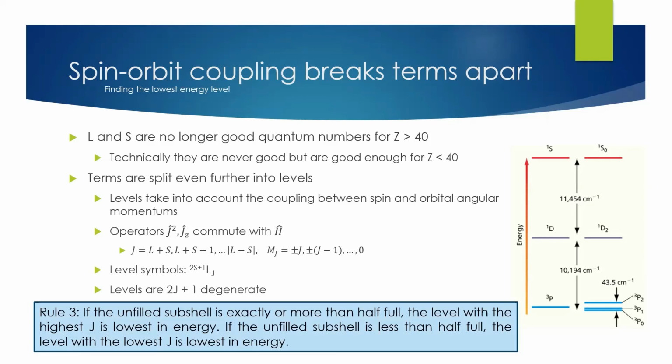So carbon with 2 electrons is not half full. So that means we go for this bottom part of Hund's third rule. So the unfilled subshell would have the lowest J lowest in energy. So that would be 3P0 as shown here. For oxygen, like we did the example of, the 3P2 energy level would actually be lower in energy because oxygen is more than half full.